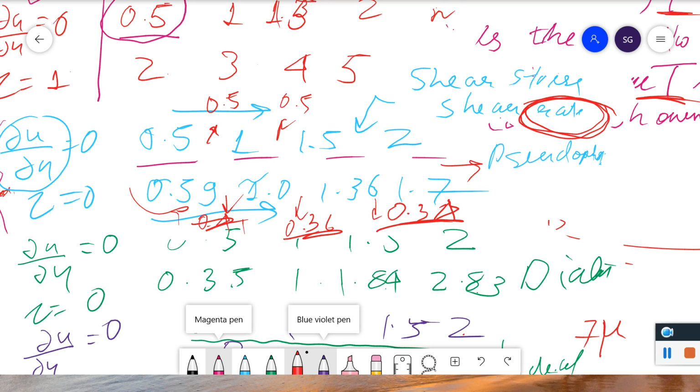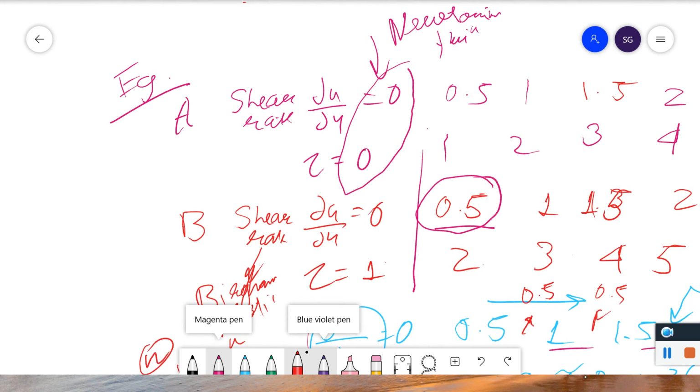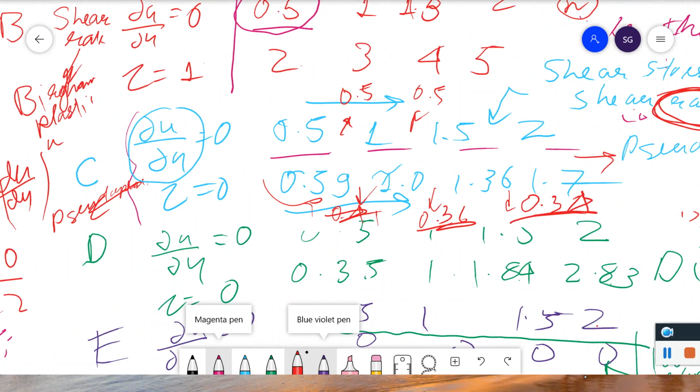Okay, and D. Let's talk about D. Here in D, what happens? Here for C there is a 0.5 difference. For D the difference is 0.35, then there is a difference of 0.65, then 0.84, and then 0.99. So can you see that if the shear rate remains constant, the shear stress increases more than the shear rate. So this is classified as dilatant. This is the dilatant one.